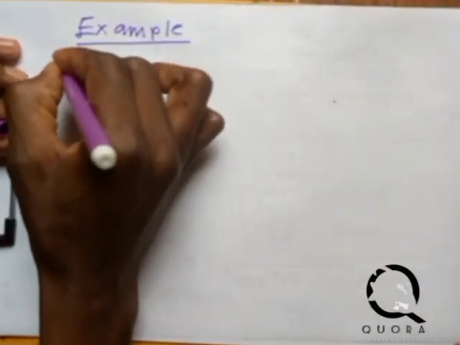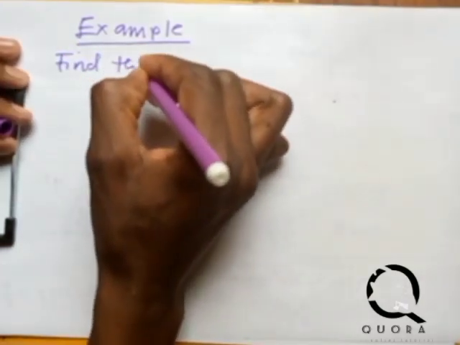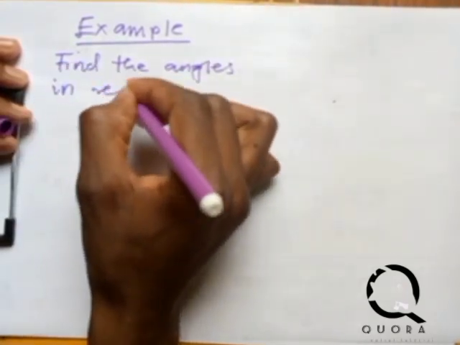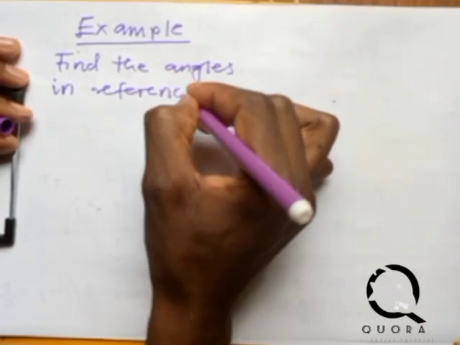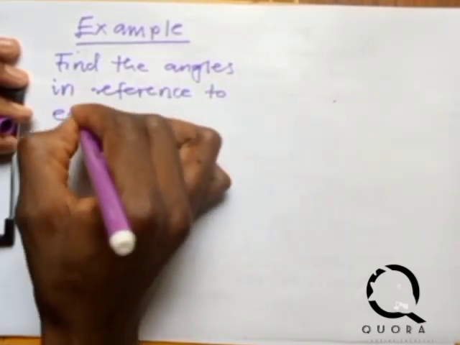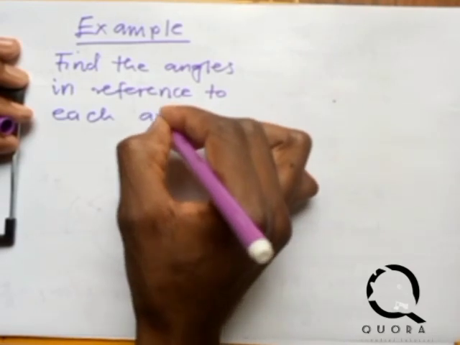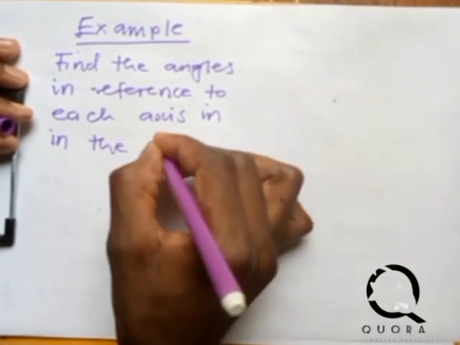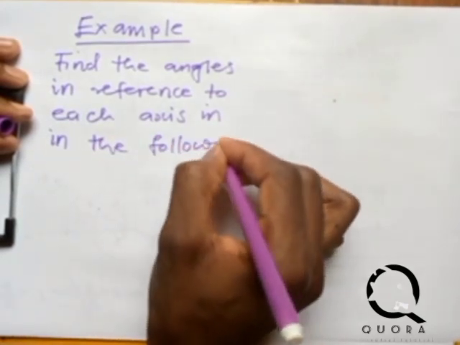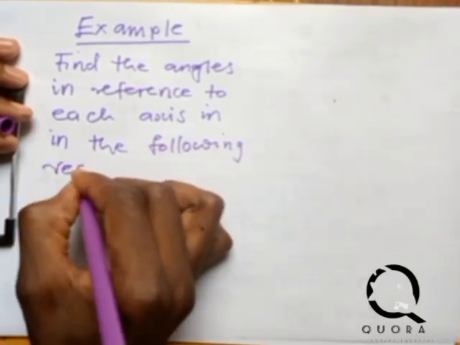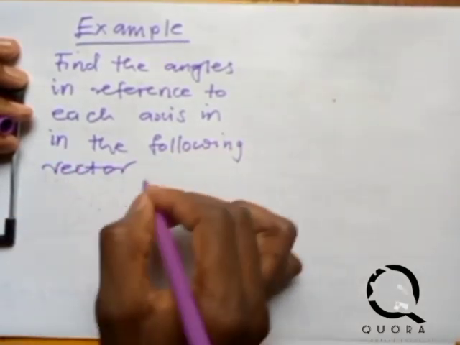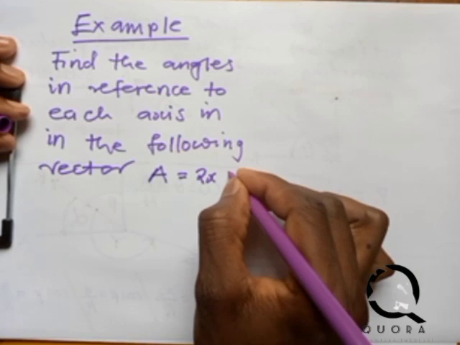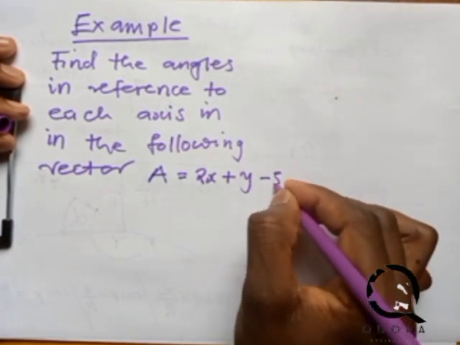Say, find the angles in reference to each axis in the following vector. So I'll say A is equal to 2x plus y minus 5z.